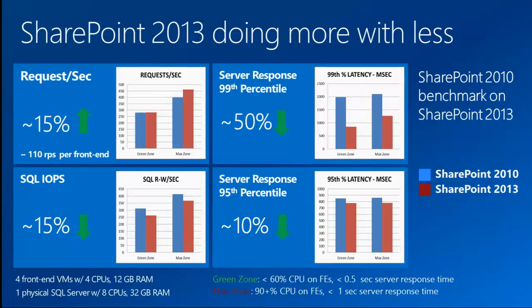The second operating region was the zone we call the max zone, where we basically did as much as we could on the front-end servers. Basically stress it out, take it up to 90+% CPU utilization to really see how fast you can drive the server. What you're seeing is a 15% improvement in requests per second in SharePoint 2013 compared to SharePoint 2010. You're getting about 110 requests per second from a single virtual machine. That's a lot of RPS.